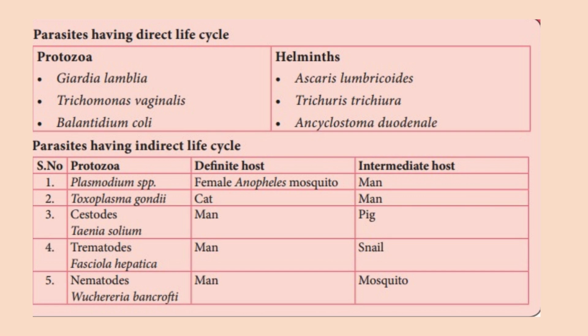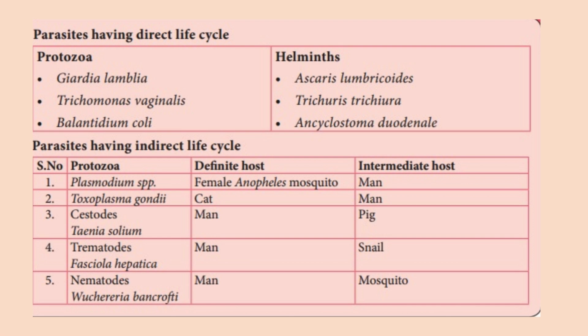And it's causing toxoplasmosis, mainly in immunosuppressed individuals. Then we have Taenia solium, which is causing cysticercosis. There, the intermediate host is pig. Trematode like Fasciola hepatica, which is a liver fluke, where the intermediate host is snail and the definitive host is man. And another nematode, Wuchereria bancrofti, where the intermediate host is mosquito, especially Culex for Wuchereria bancrofti.